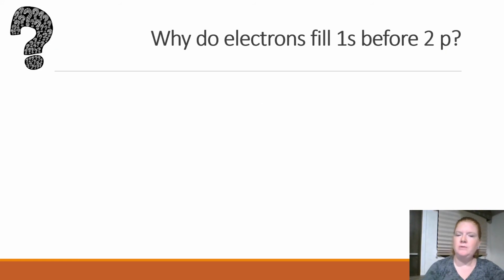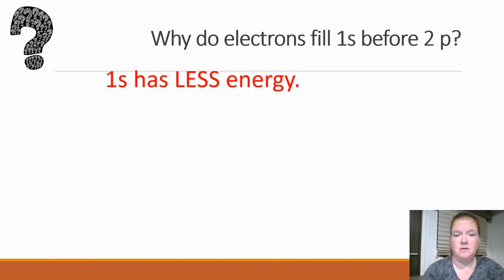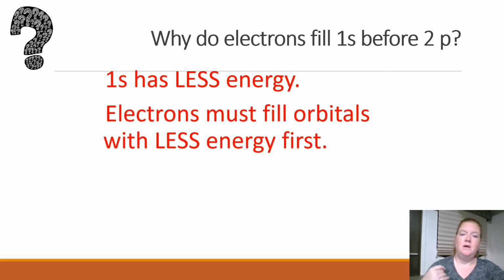Okay, so why do electrons fill 1s before 2p? This should be a basic rule, and you absolutely should understand this. Because 1s has less energy. Electrons always fill the energy levels with less energy first. Electrons must fill orbitals, and in this case, energy levels, right? 1 goes before 2. But electrons have to fill the orbitals with less energy first. Remember that zigzaggy line diagram?